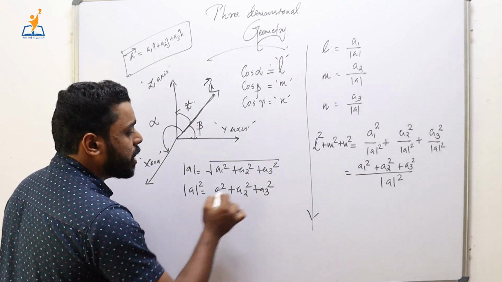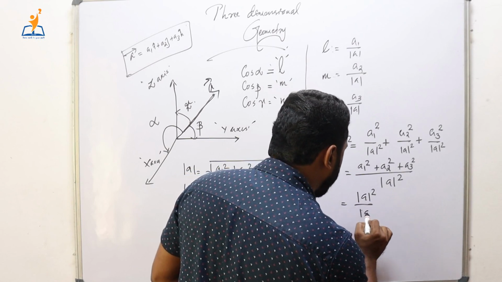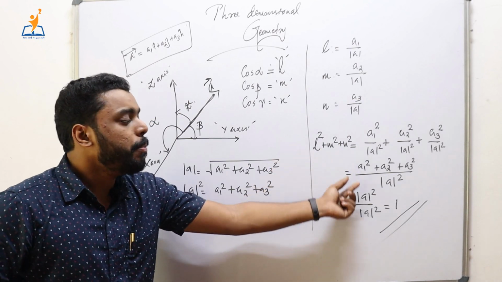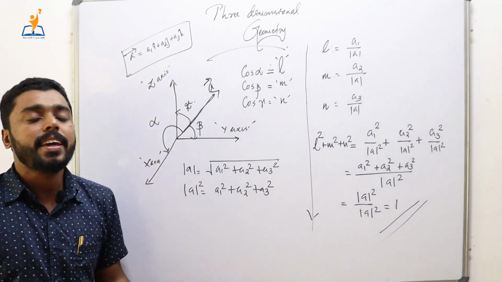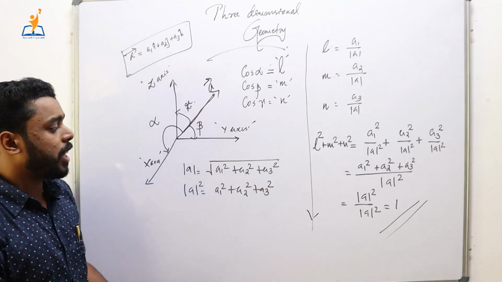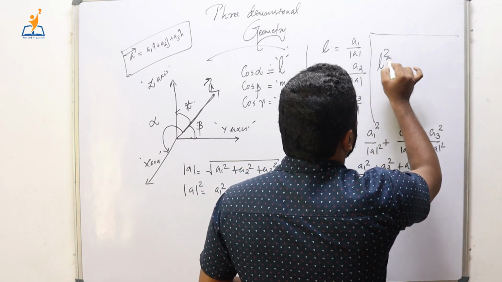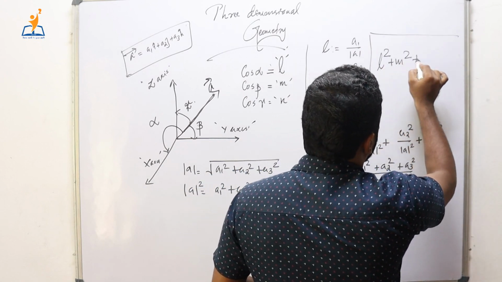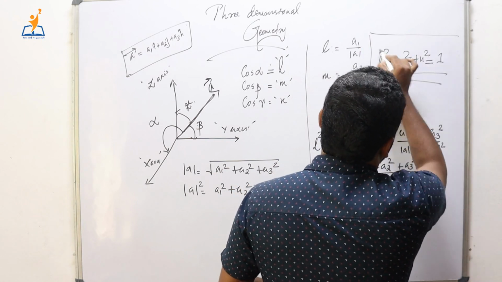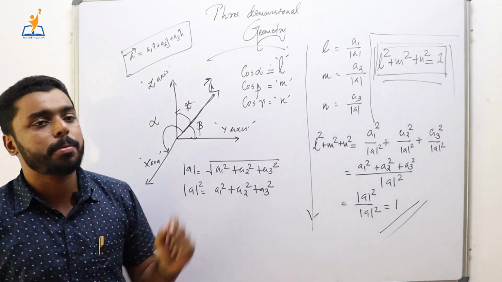We can substitute this here, it will become mod A square whole divided by mod A square, which is equal to 1. Which means that the sum of the squares of the direction cosines is nothing but 1. So L square plus M square plus N square is equal to 1. This is our first result in this chapter: the relationship between the direction cosines is that the sum of the squares is 1.